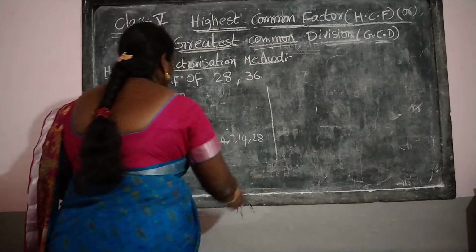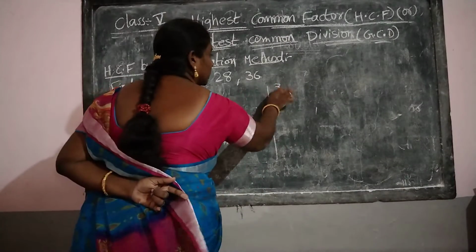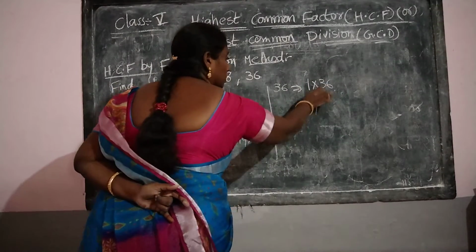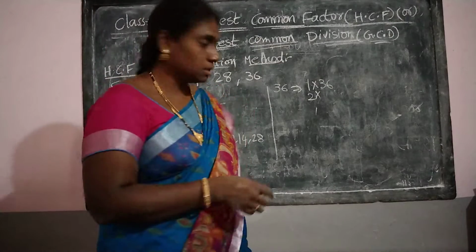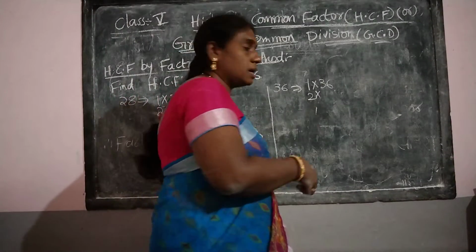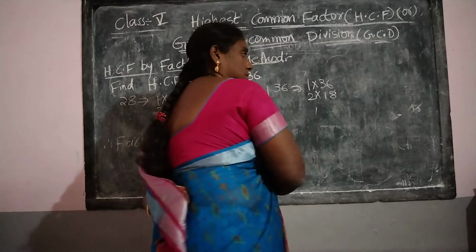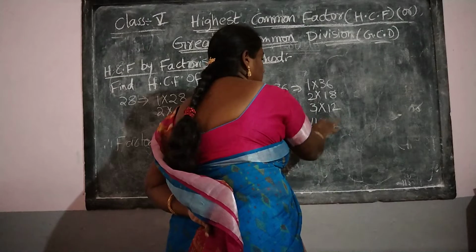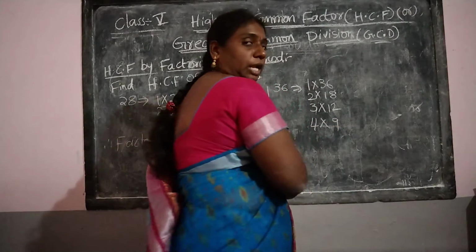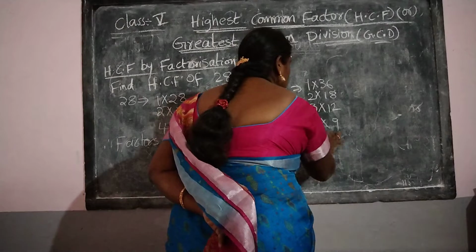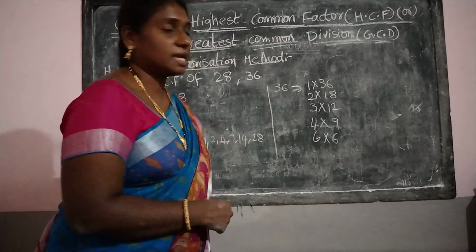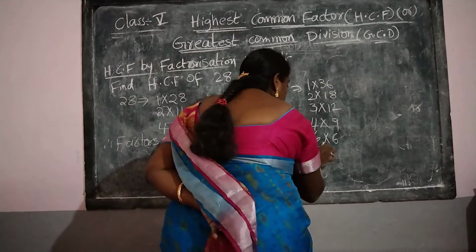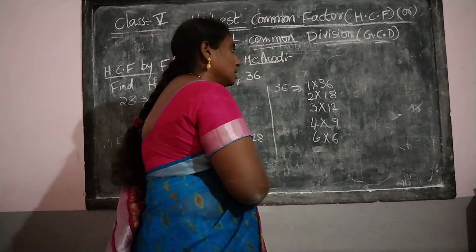In the same way, find the factors of 36 also. 1 into 36, 2 into 18, next 3 into 12, 4 into 9, 5 no, 6 into 6, 7 no, 8 no, 9 again repeats, so up to 6 into 6 is enough.